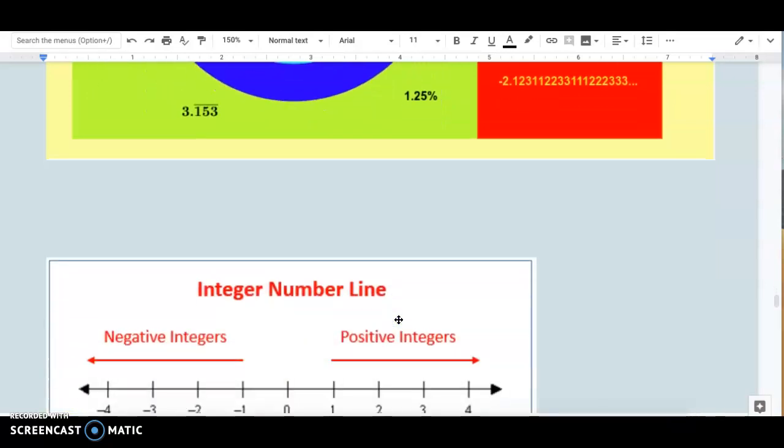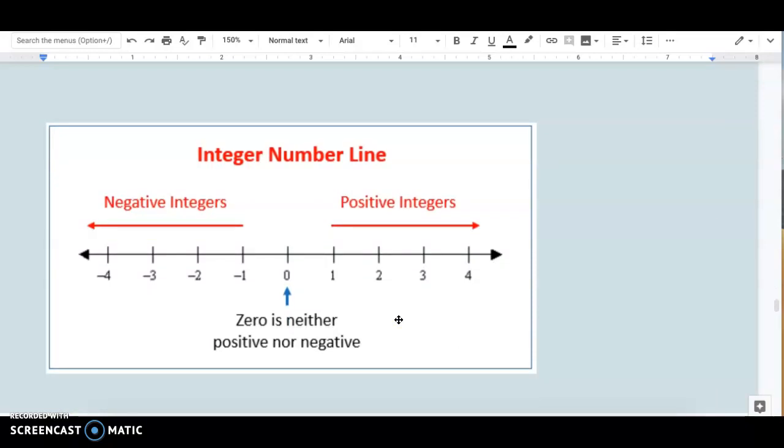All right, enough funky visuals, right? So here's a good old number line. We got the positive numbers going this way, the negative numbers going this way. You have 0 in the middle, which is neither positive nor negative. So you have 1, 2, 3, and 4. Now notice it's a mirror image: -1, -2, -3, and -4.